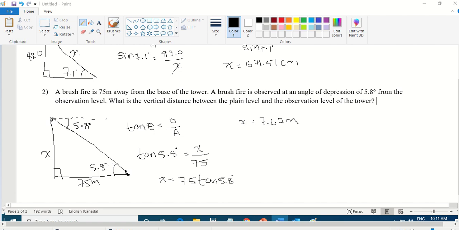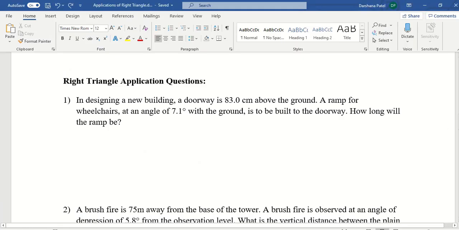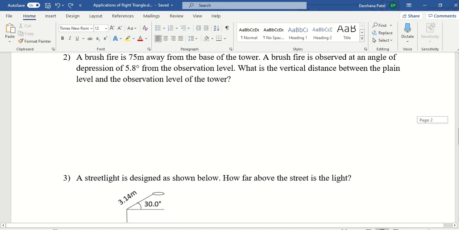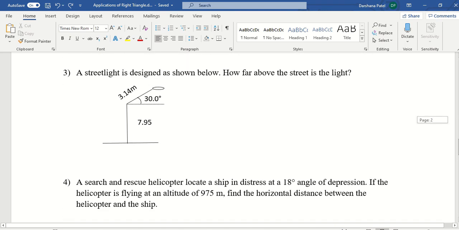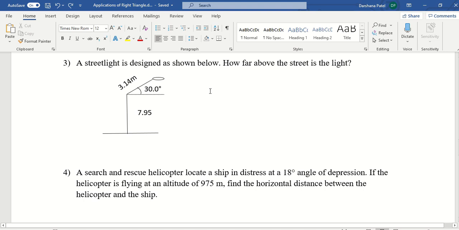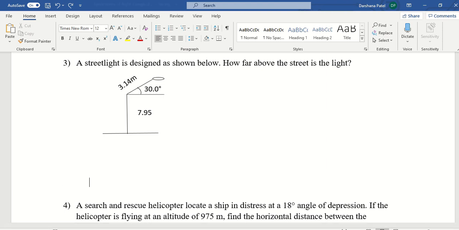Now let's see some more problems. Let's try this problem right here. The street light is designed as shown below. So we are given this diagram here. How far above the street is the light? So we want to find out the distance from here till here. Let's see how we will do that.